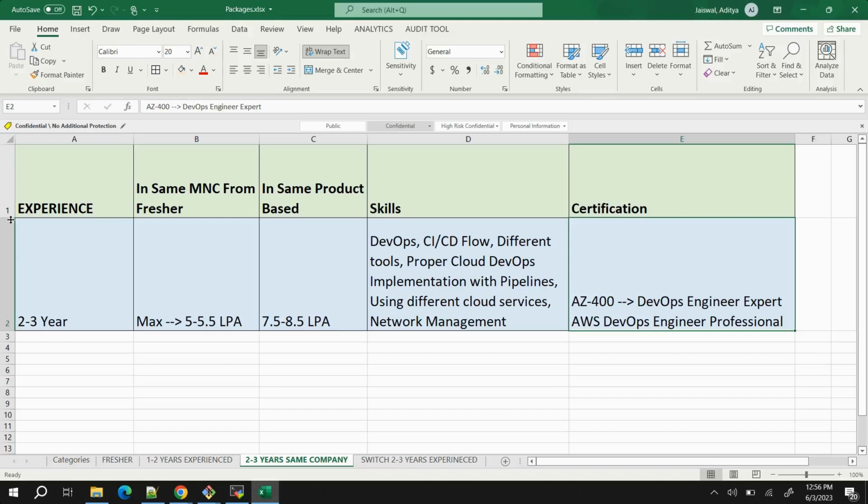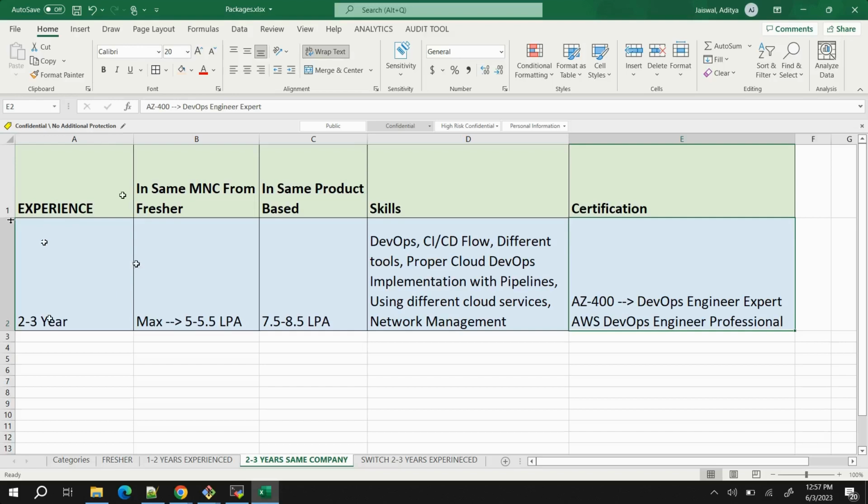If you are getting a good hike, a retention bonus and all those things, you can stay. In case you are not getting that and the work environment is not so good, then you should definitely try to switch. Okay, so let's consider the scenario where you are at 3 years experience, in the same company. So how much hike will you be getting?